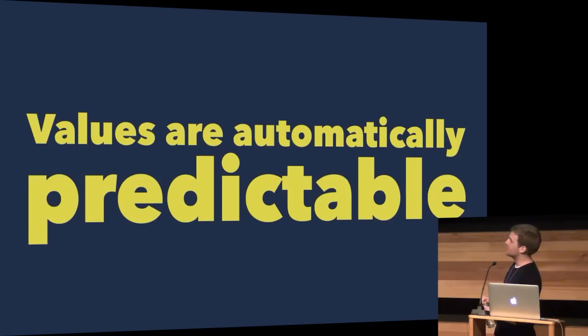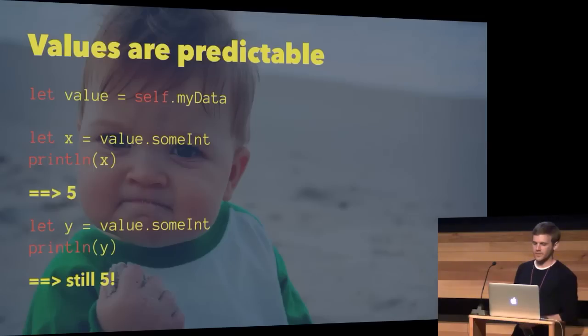Values, unlike state, which is often non-deterministic, are always predictable, automatically. You can use them repeatedly and always see the same results. So in this example, if we pull out a value from some structure or object or whatever it is, and we assume that's a value type, then any properties that we read on it will always be the same because values are immutable.